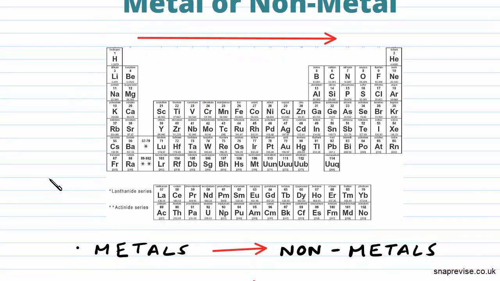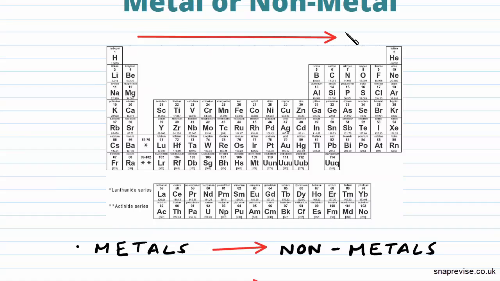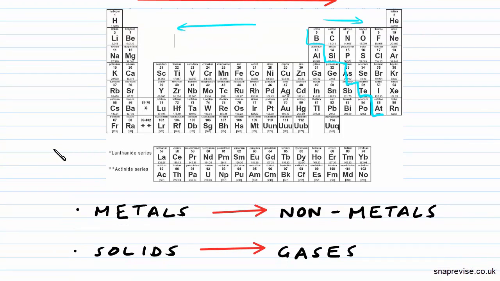Well, in general, as we move across periods 2 and 3 from left to right, we move from metals to non-metals. If you think back to our video on the periodic table, we described how a step ladder line sits there, and how to the right of it we have non-metals and to the left of it we have metals. Now that general rule again applies. So on the left of our step line in periods 2 and 3 are metals, and on the right tend to be non-metals. We also move from solids to gases.